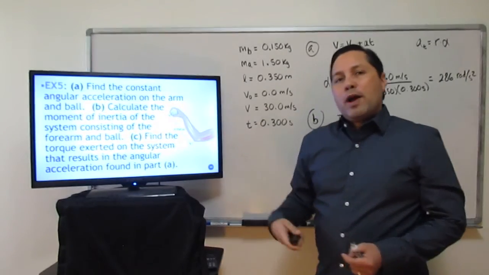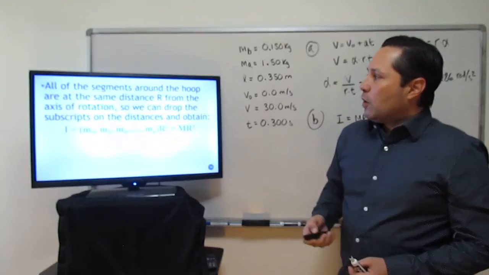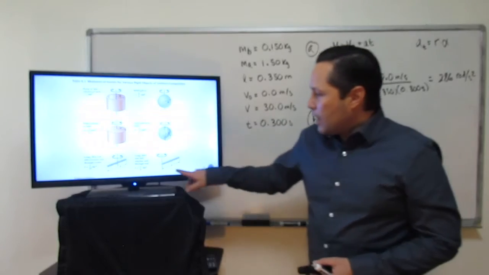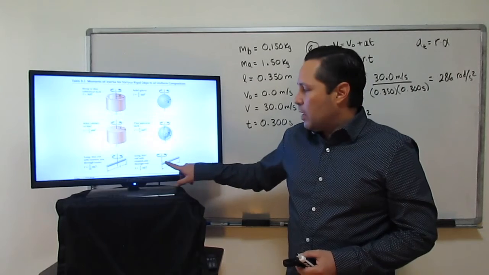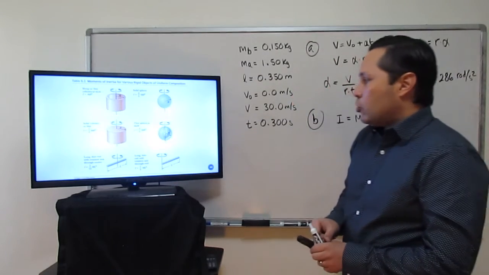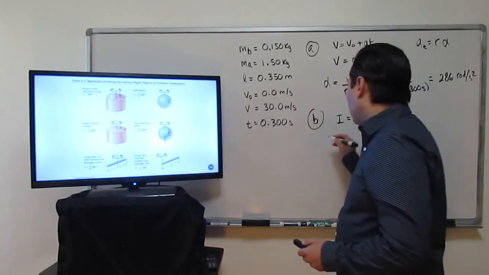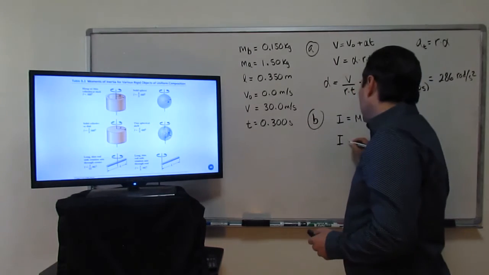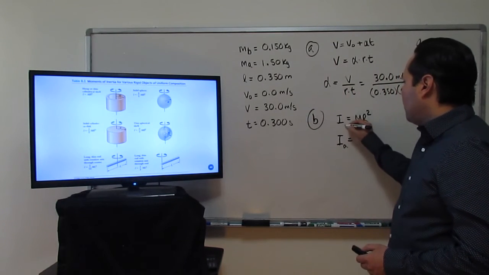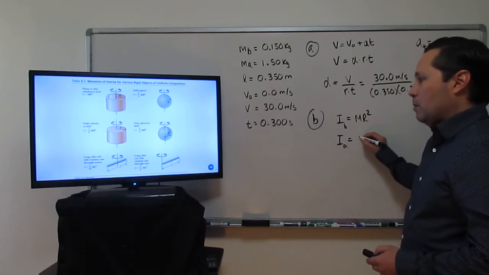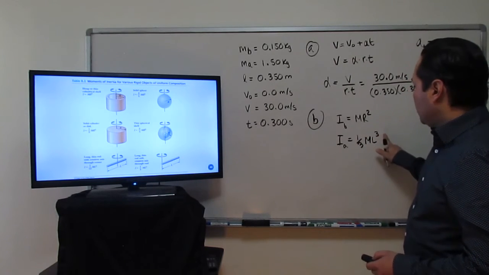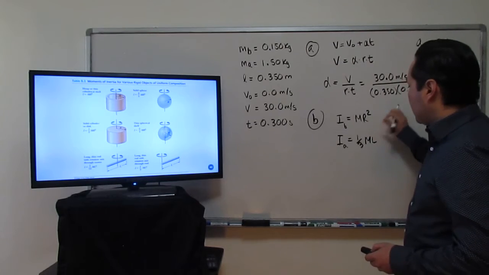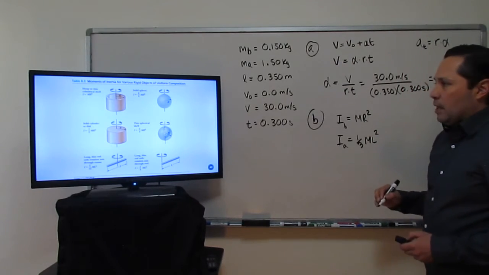So now we have to go back a little bit, do a little bit of review, quite a few slides, and there we go. It will be this formula right here, where L is the length of the arm, and it's at the end of the rod. So it will be 1/3 m L squared for the moment of inertia of the arm, and for the ball it is m L squared, where L is the length.